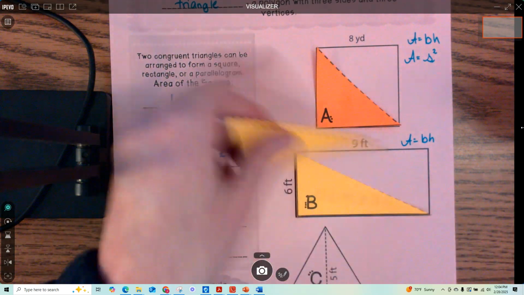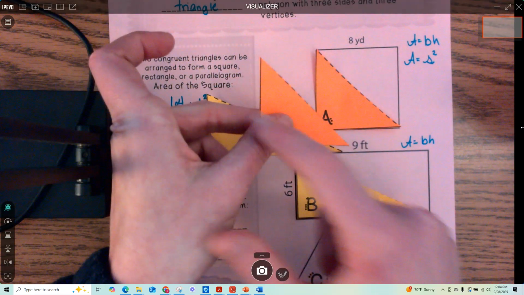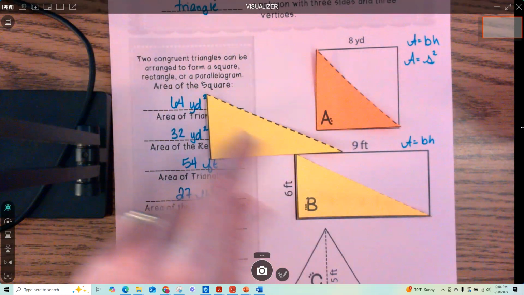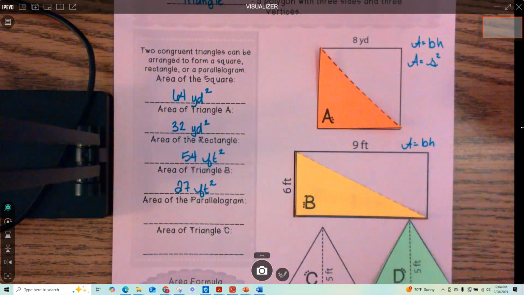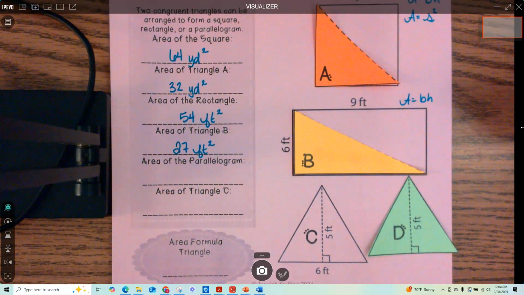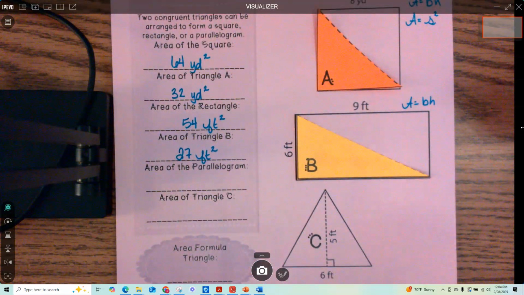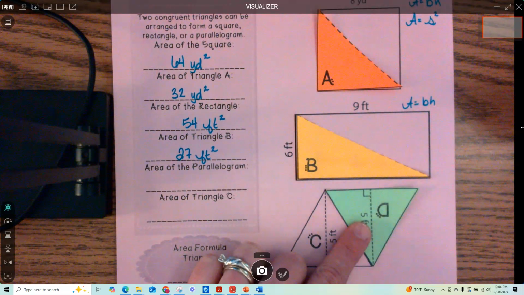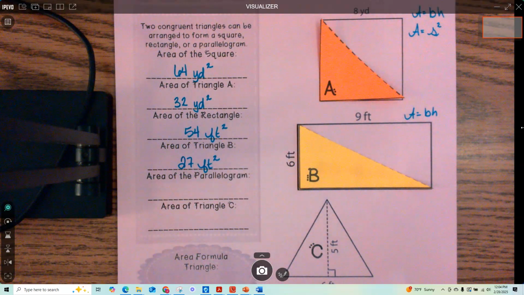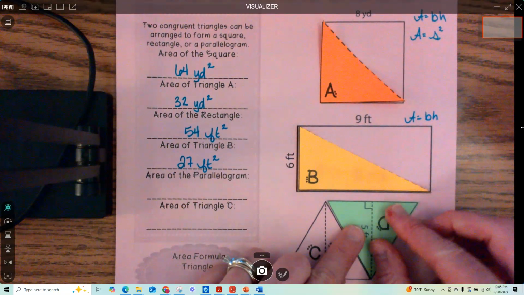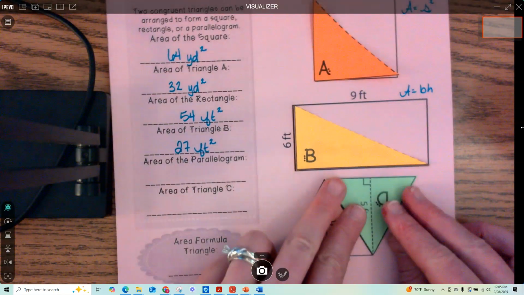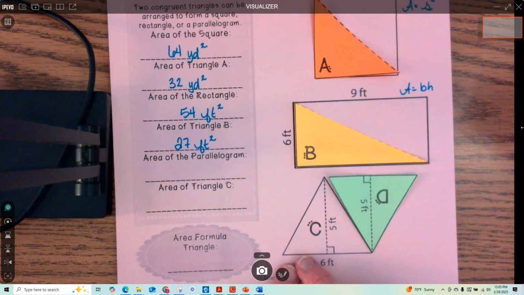Do you see how these triangles are different? Like the orange one, the base and the height are the same. The yellow one, the base and the height are different. But the green one, if you notice, is not a right triangle. So if it's not a right triangle, what we can do is make a parallelogram out of it. Okay? So take your green one, just a tiny, tiny bit of glue, and you just flip it. And so here's our parallelogram. It's those two pieces combined.